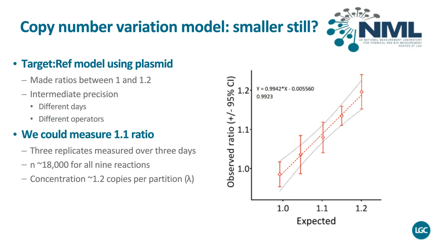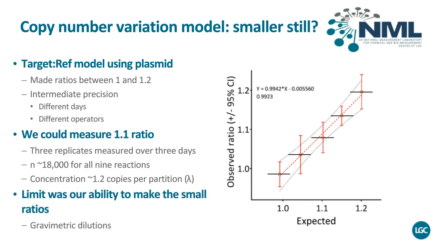We could easily measure that 1.1 ratio, but also the 1.05 is pretty good. Now, actually, the problem we had was our ability to make the small ratios. We used gravimetric dilution, so rather than just using the pipette, we were weighing out our samples to try and get an uncertainty. And the error bar that I've got going across the screen is actually the uncertainty associated with the scales. So you can see quite clearly why we couldn't get any lower than 1.05. We just couldn't physically make the material in order to assess digital PCR. So digital PCR broke our ability to pipette accurately.